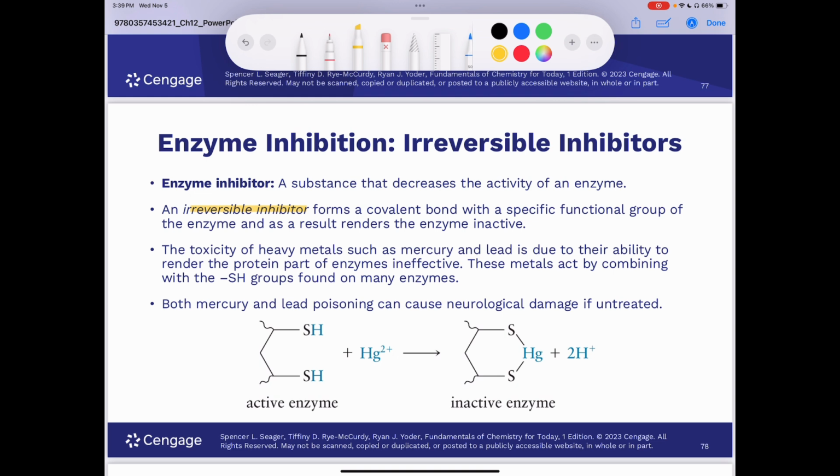This substance converts the cyanide ion into an ion called thiocyanate. You don't have to memorize the structure of thiocyanate; it's shown in the textbook. But the thiocyanate does not bind to the iron of cytochrome oxidase. Another example shown here is that the toxicity of heavy metals like mercury and lead is due to their ability to render the protein part of enzymes ineffective. If you get poisoned with mercury, like you see down here, it can combine with the SH groups found in many enzymes and render them completely inactive. Again, you can see here that we're forming covalent bonds, and so those aren't going to let go.